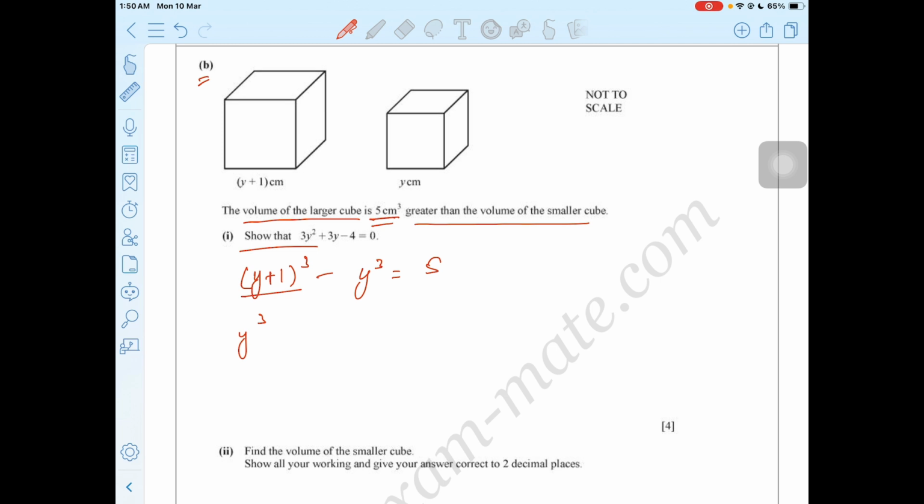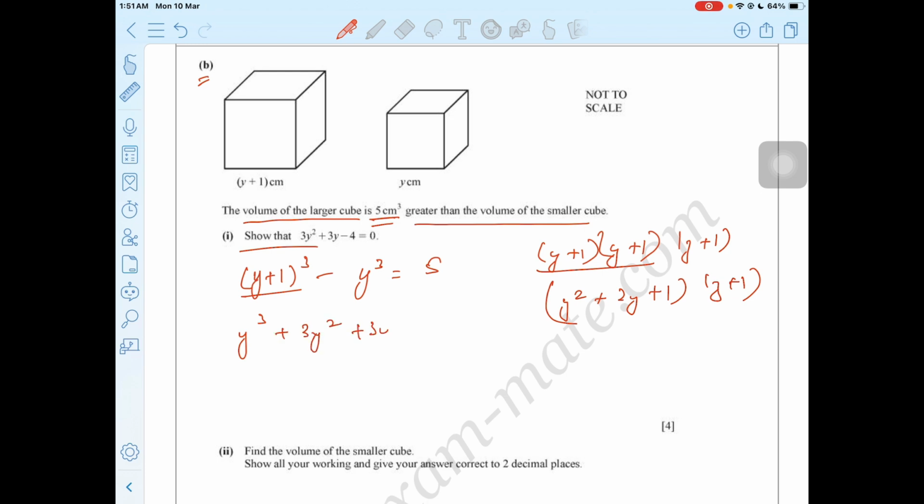We expand this by using the binomial, or we can simply use y plus 1, right? And then y plus 1, right? We already know how to use this. This is y squared plus 2y plus 1. Then we can simply multiply it, right? So we get our final answer as y cubed plus 3y squared plus 3y plus 1 equals 5. So we eventually get our answer as y cubed plus 3y squared plus 3y, right?